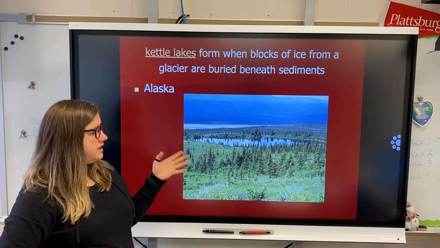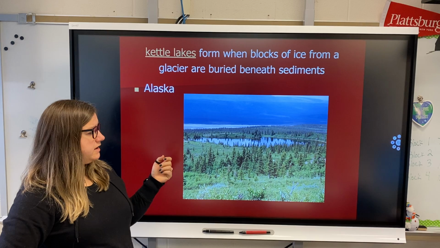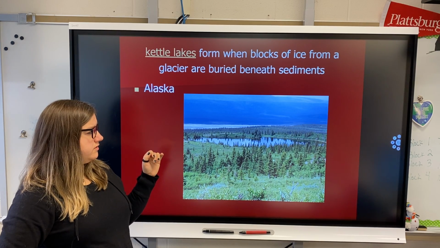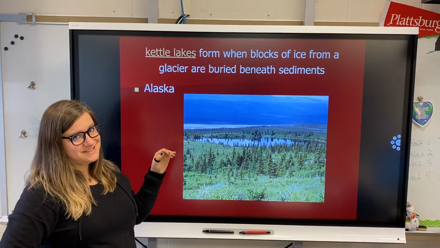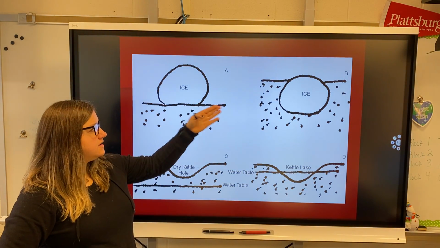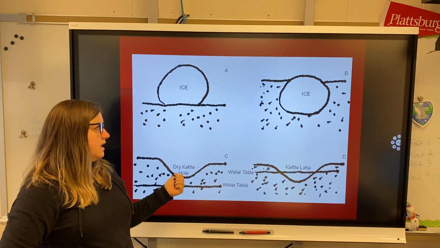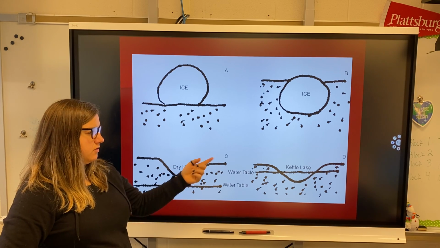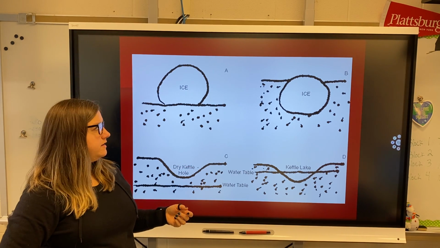So that area was gouged out by a glacier, and then the water filled in from it. Sometimes the ice block stuck there as well. Just like this, the ice got stuck, sediment came up and built around it, the ice melted, left this kettle hole, and it fills up with water from the water table usually.